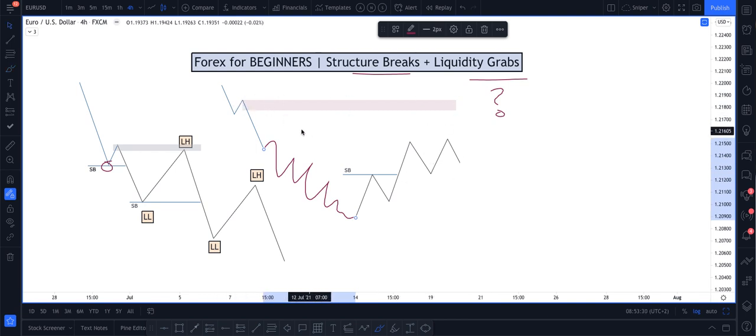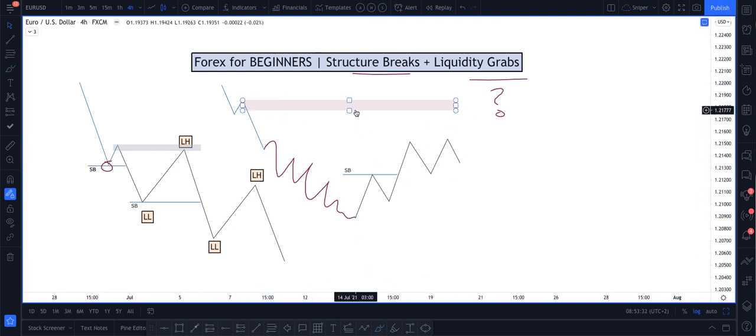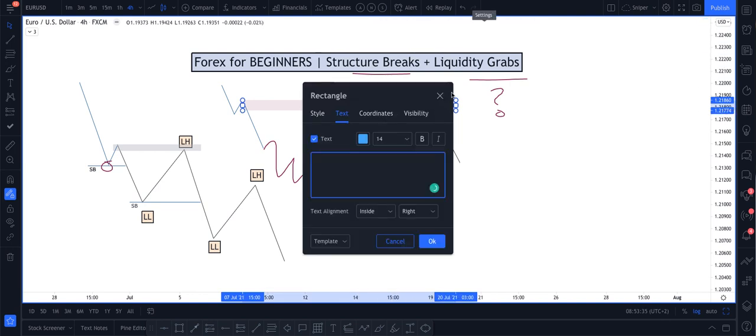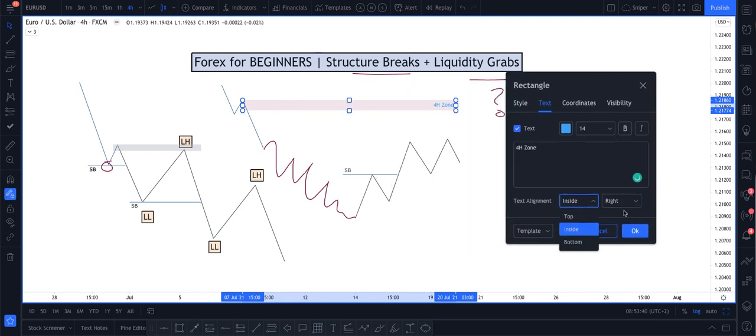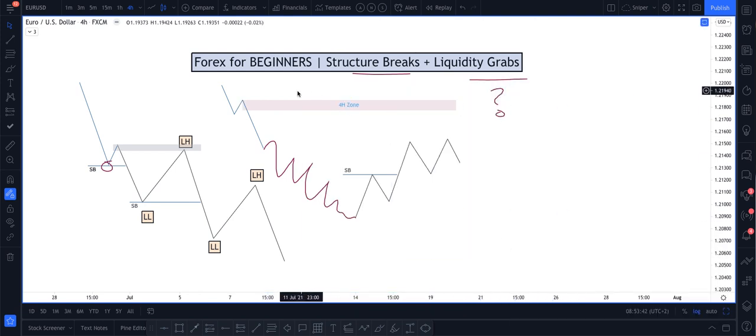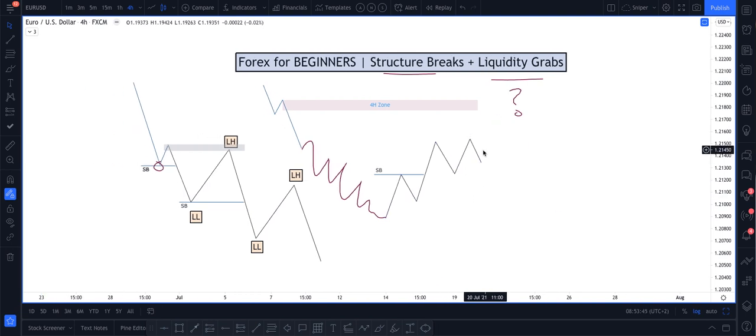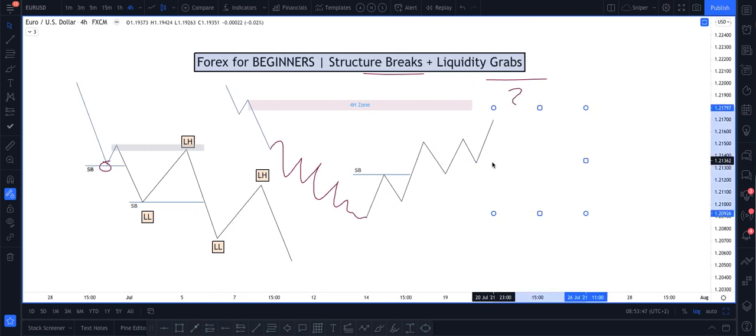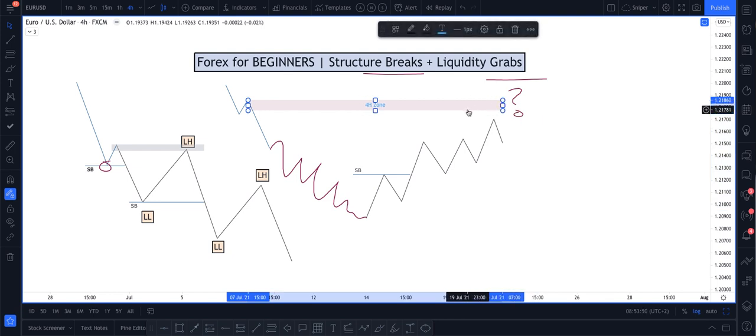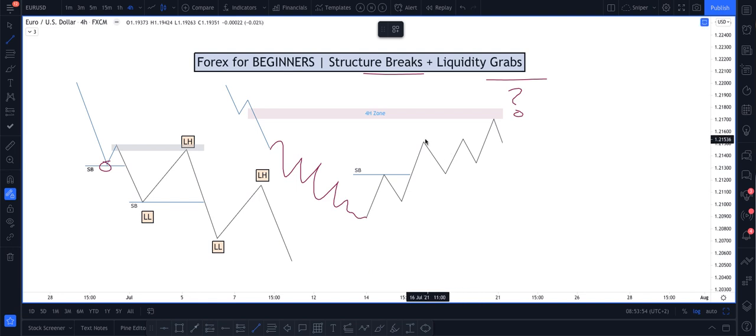So this is a 4-hour time frame. So we can just put in here a 4H zone. Let's just put that in the center. So this is a 4H. Then as we continue along, we see price starts to push up into that area. Price pushes up into that area. And we can see to the left, we have this double top. This is then our liquidity. We mark this out as liquidity, knowing that price then tapped into this area.